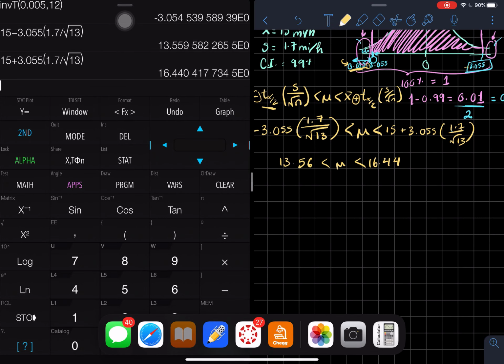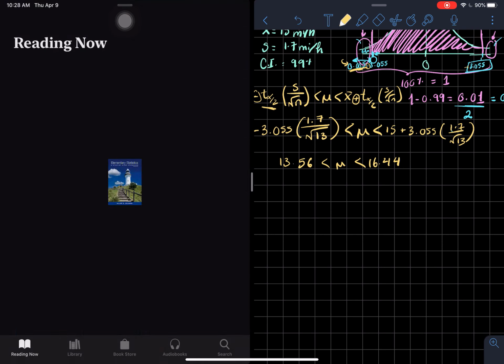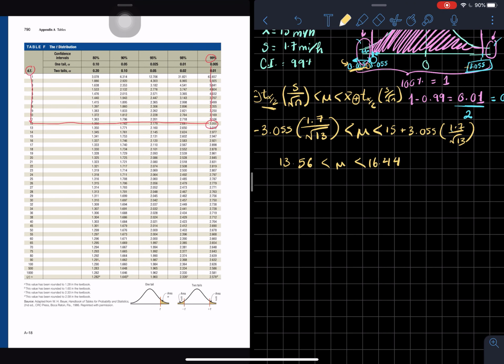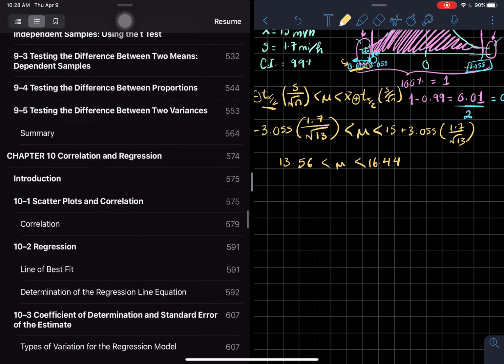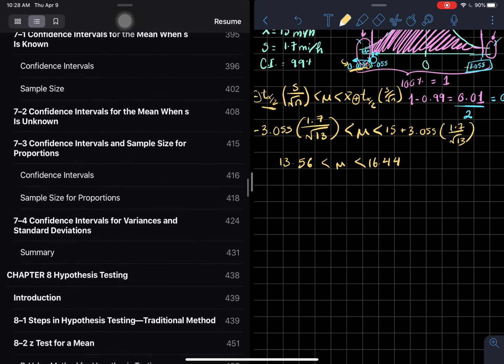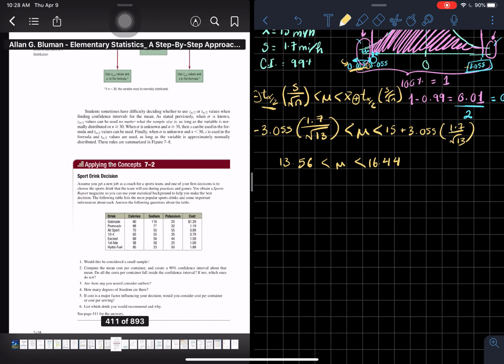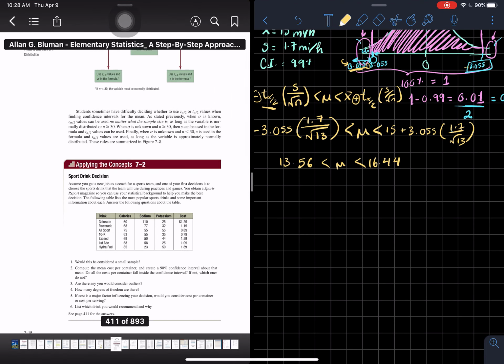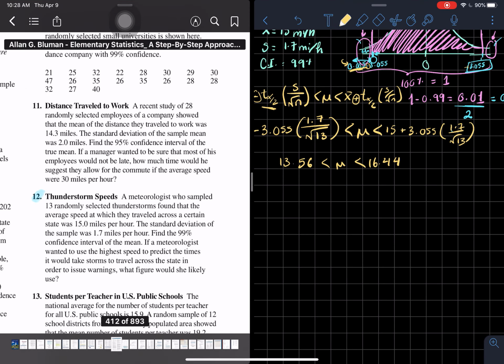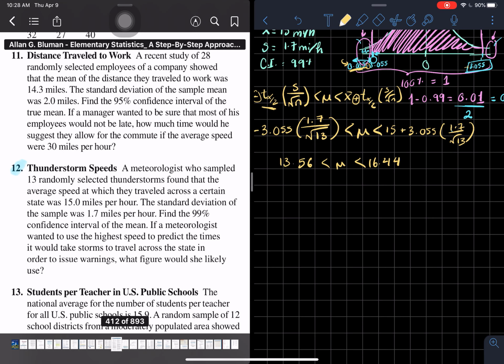Okay, I remember there was a second part of the question. I think it was something about speed, but I cannot remember it right now. I'll just look it up before I finish the video. It was here, number 12. Yeah, so here it says if a meteorologist wanted to use the highest speed to predict the times it would take storms to travel across the state in order to issue warnings, what figure would she likely use?